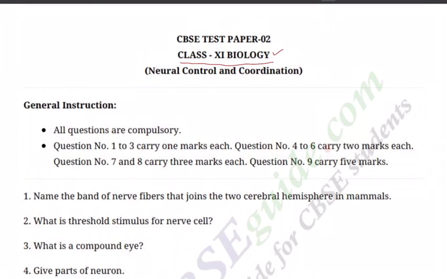As we are into the revision mode, we are revising this time around in the form of test paper 2. Last time around we did it in the form of test paper 1. Now this round we are going to do it in the form of test paper 2, and the chapter that we are going to deal with is neural control and coordination.